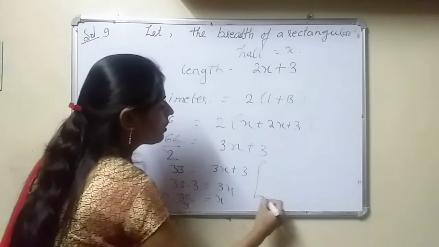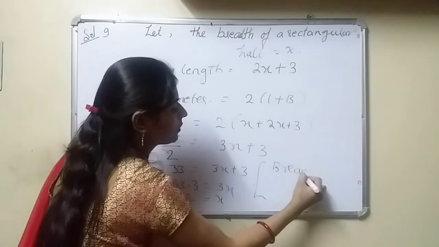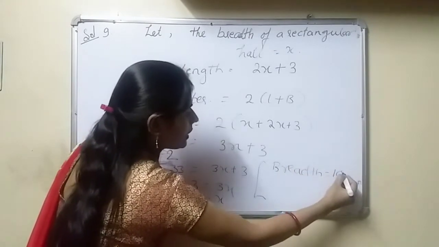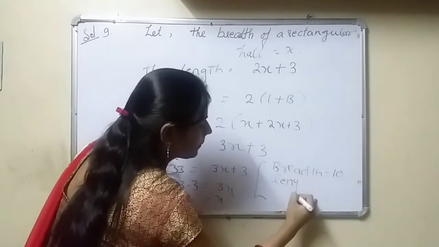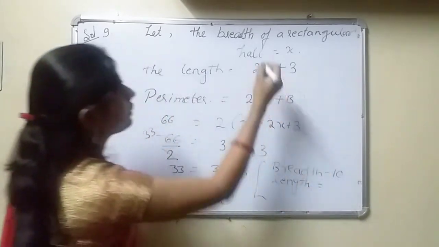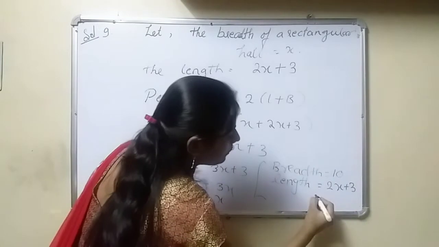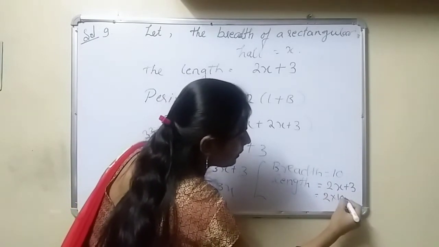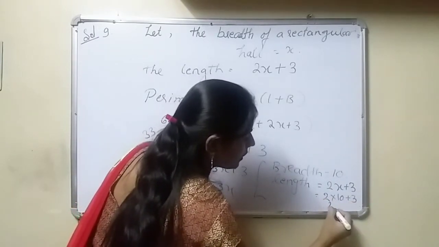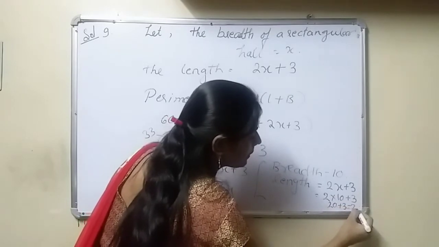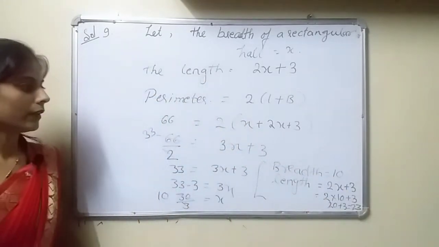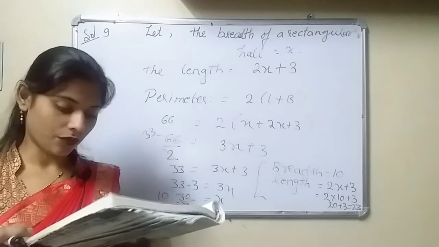Now see, breadth is equal to 10. What is the length here? Length is equal to 2x plus 3. It will become 2 into 10 plus 3, that is 20 plus 3 is equal to 23. Okay. Now see, next question.